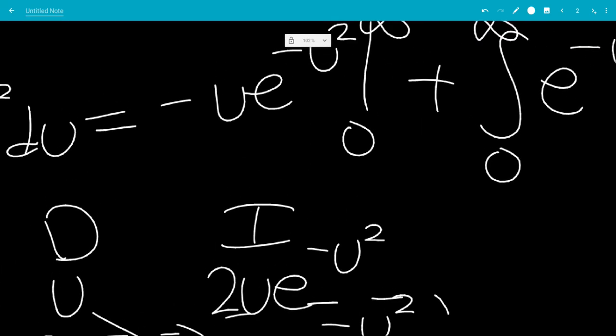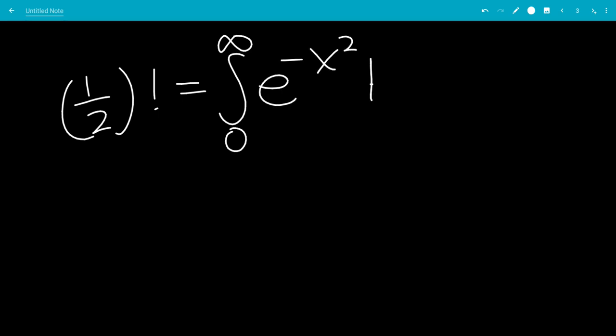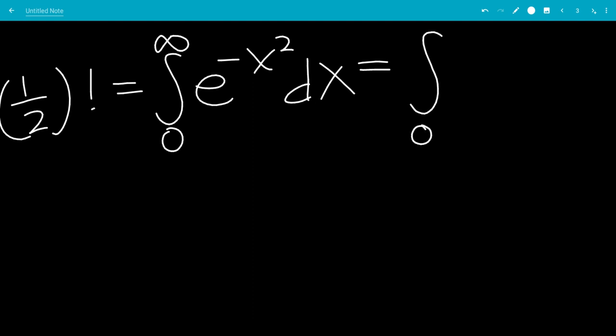Now you can check this limit. As u goes to infinity, this will go to 0 because of the exponential, e to the minus u squared, and then when u goes to 0, it obviously goes to 0. So leaving us with 1/2 factorial is the integral from 0 to infinity. We have u, but we can just call it x, so that would be e to the minus x squared dx. But this is also the integral from 0 to infinity of e to the minus y squared dy.